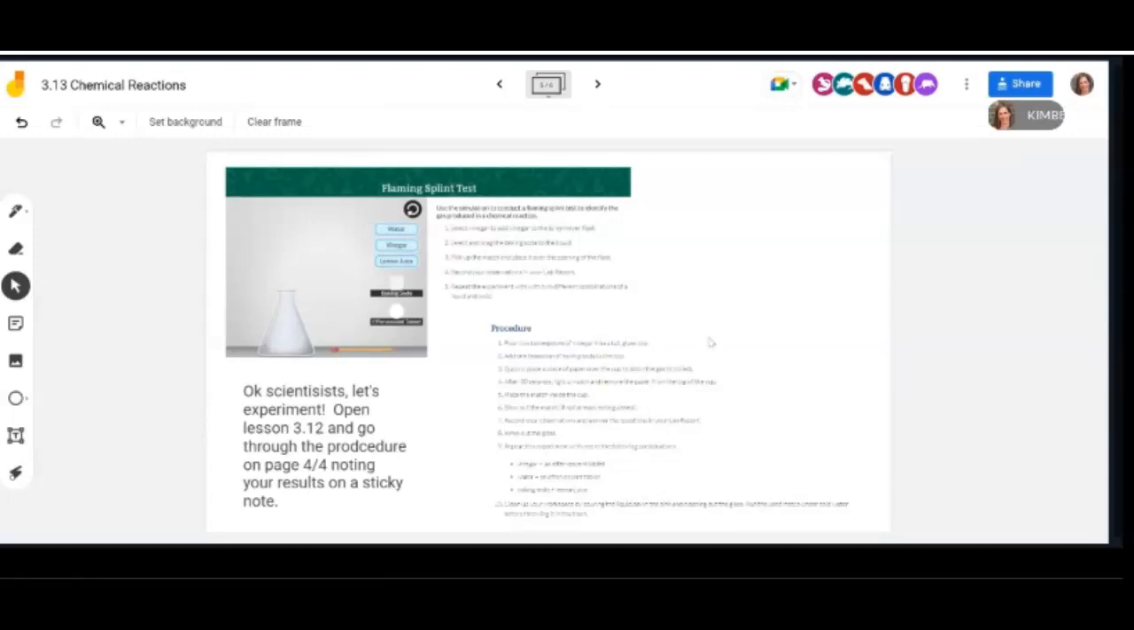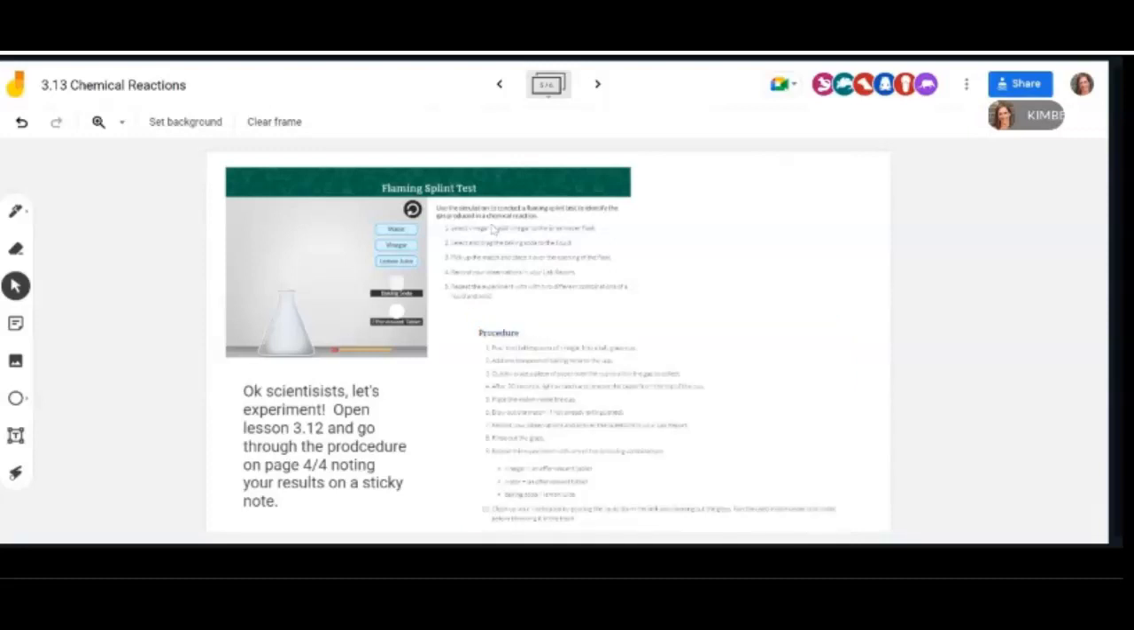So if we look at the instructions together, it gives you step-by-step what to do to start. It says, use the simulation to conduct a flaming splint test to identify the gas produced in a chemical reaction. So we kind of know, right, what we're looking for. We know that if oxygen is produced, it will stay lit. And we know that if hydrogen or carbon dioxide is produced, it'll go out.